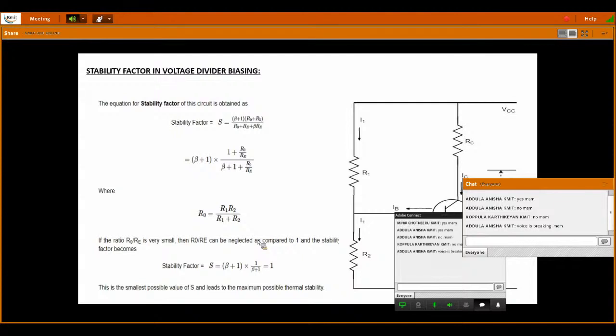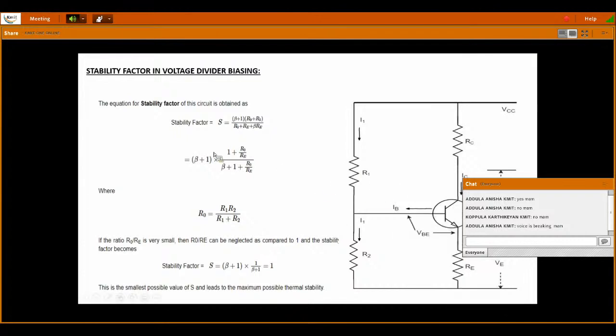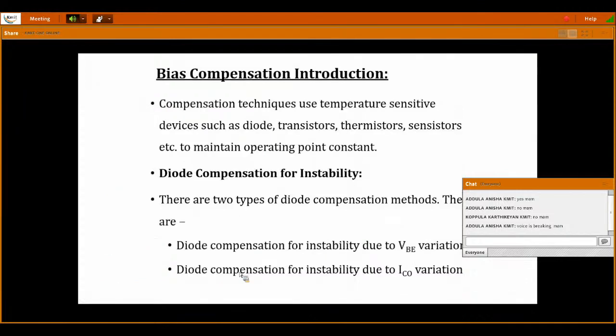So now in this voltage divider biasing, this is the analysis of how to calculate the stability factor. This is your stability factor, which is equal to beta plus 1. I have mentioned as RB and RE. Instead of that, we have taken here R naught and RE, where R Thevenin is equal to R1 parallel R2. So beta plus 1 into, if I maintain this R naught divided by RE far less than beta plus 1, then the stability factor is equal to 1, right? So now the next thing is bias compensation technique.